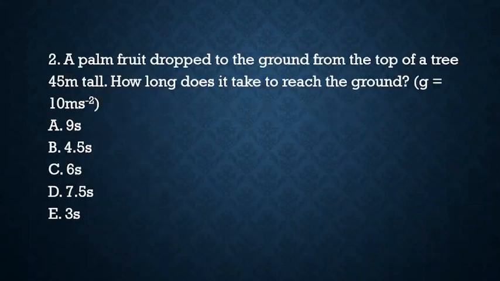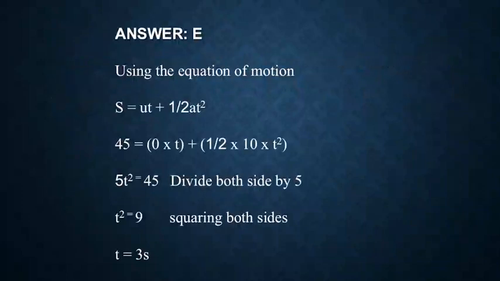Question number 2. A palm fruit dropped to the ground from the top of a tree 45 meters tall. How long does it take to reach the ground? Taking acceleration due to gravity, g, equal to 10 meters per second squared. The options are A 9 seconds, B 4.5 seconds, C 6 seconds, D 7.5 seconds, and E 3 seconds. The answer is E, using the equation of motion, s equals ut plus 1 over 2 at squared.